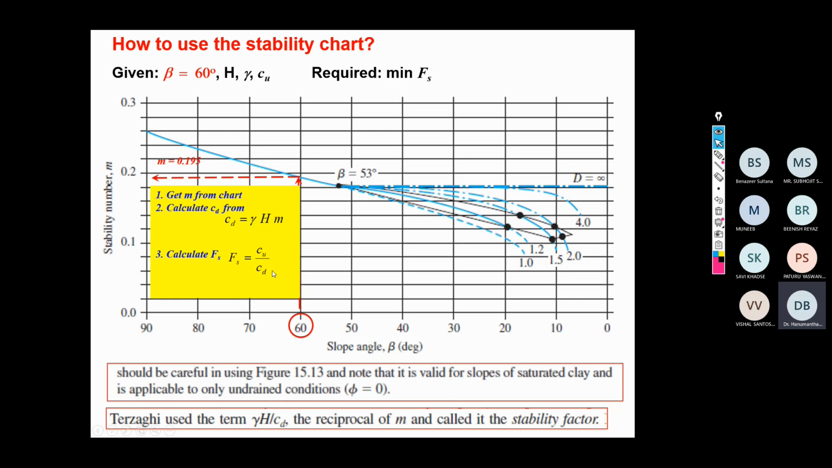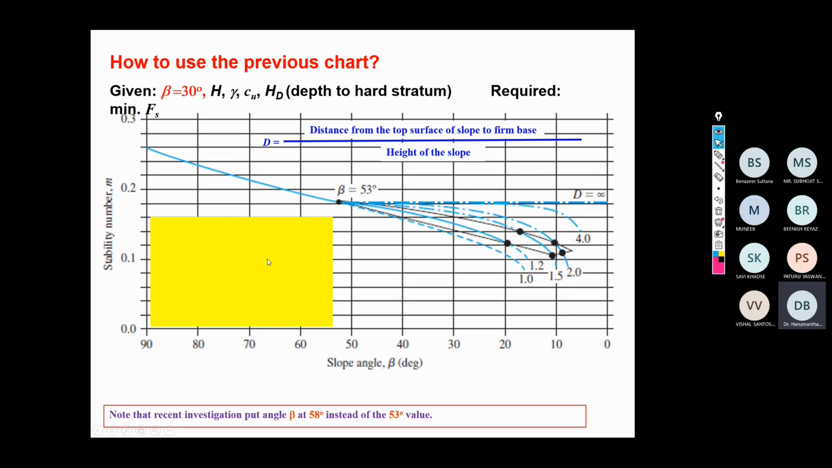So that means factor of safety in terms of the cohesion, where Cu is undrained cohesion, CD is the cohesion determined based on the stability chart. So this is how the factor of safety is determined. On the other hand, we have given one demonstration for beta greater than 53. Now let us try to understand for beta less than 53.